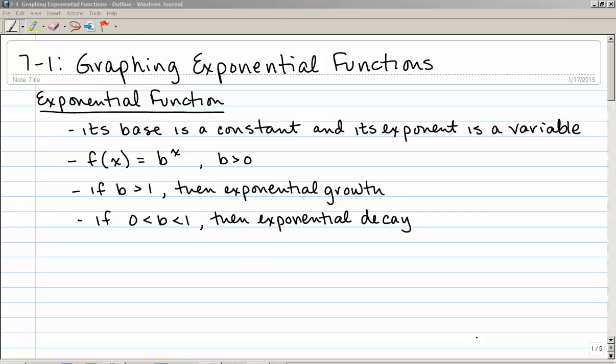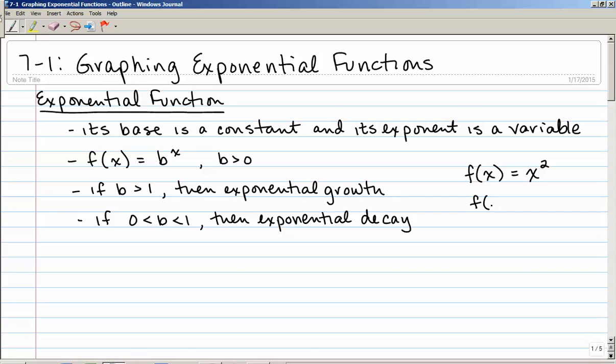Section 7.1 is on graphing exponential functions. An exponential function is a function whose base is a constant and whose exponent is a variable. In the past, we've graphed something like f of x equals x squared. In this case, x is my base and 2 is my exponent. So my base has been a variable and my exponent has been a number.